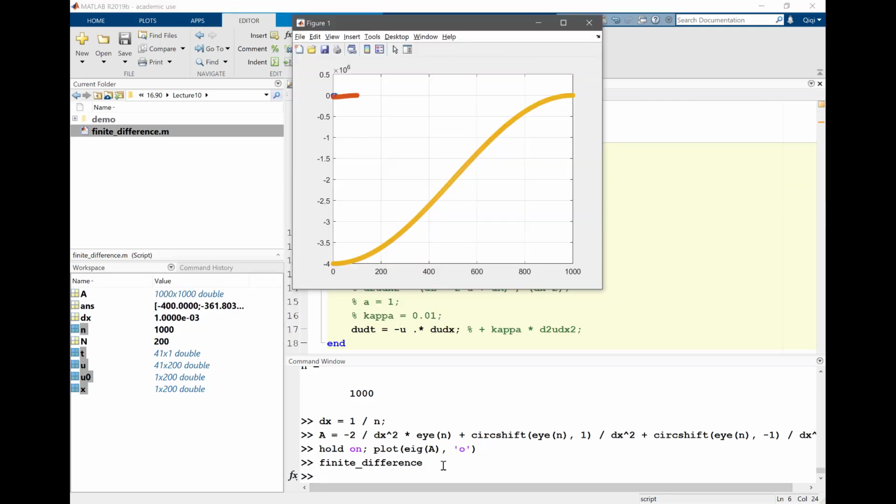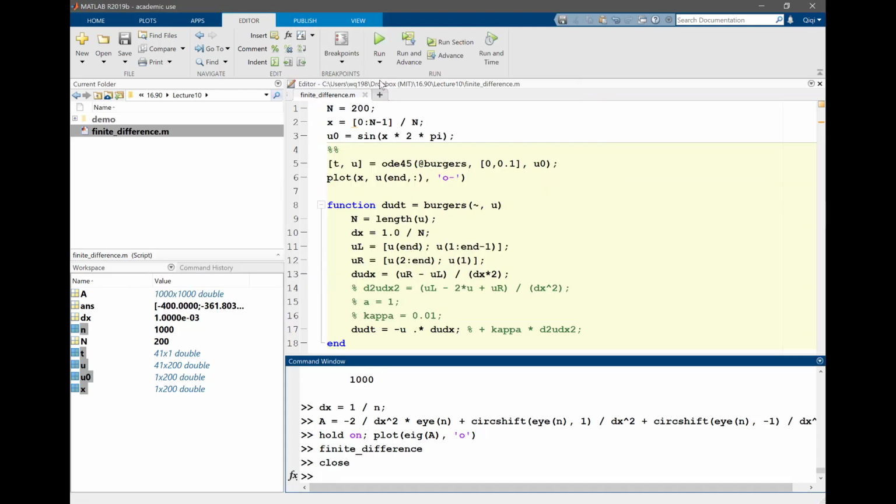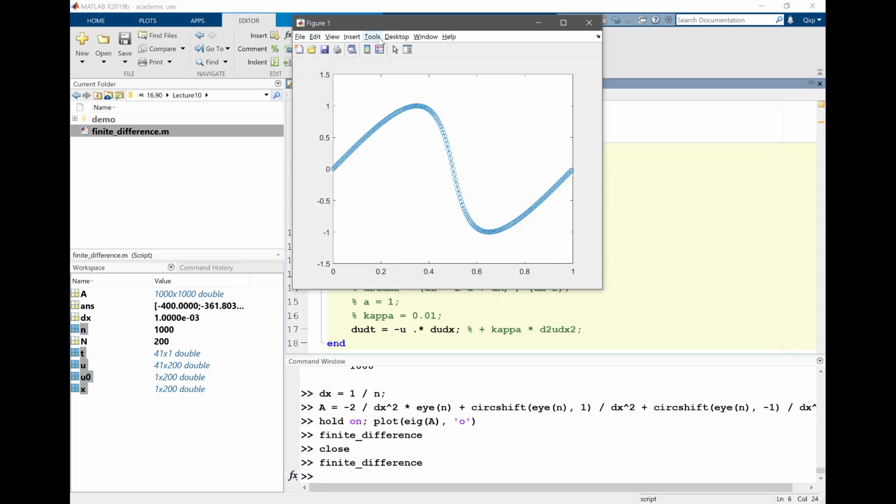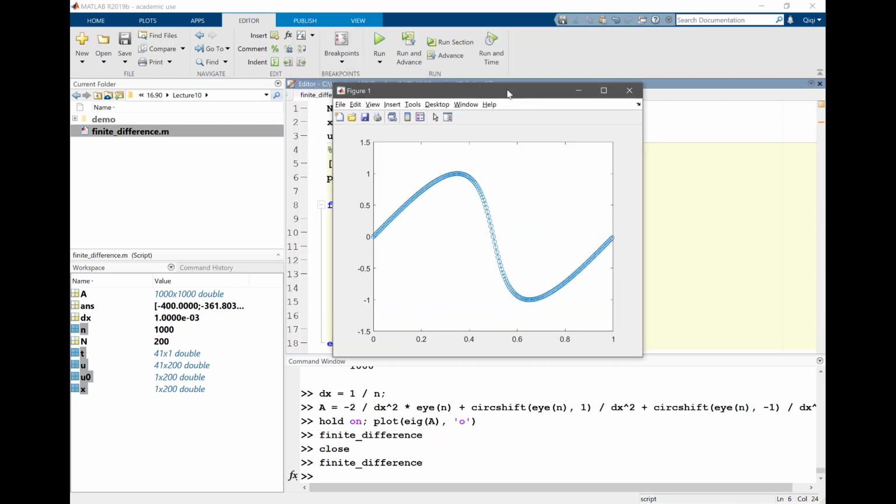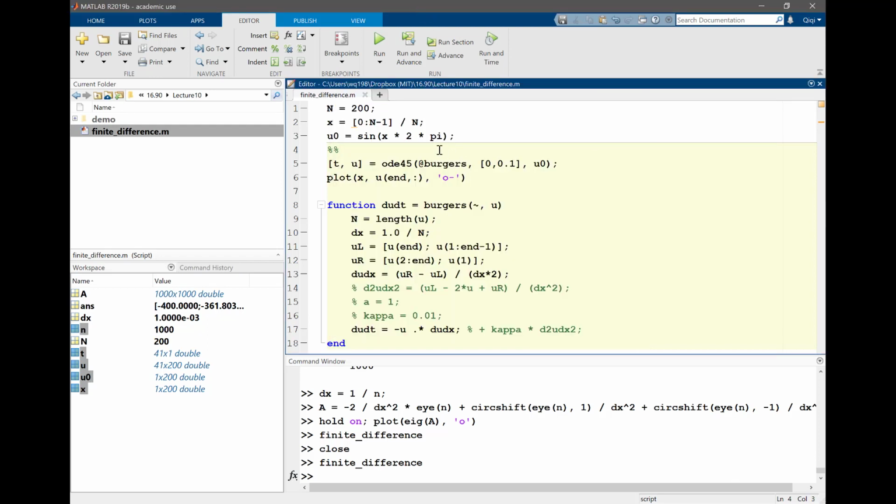There is, oh, it's here, so let me close it, solve it again. Okay, so here's the solution. And let's just code up something a little bit more interesting to see actually the evolution of the solution. How about that?